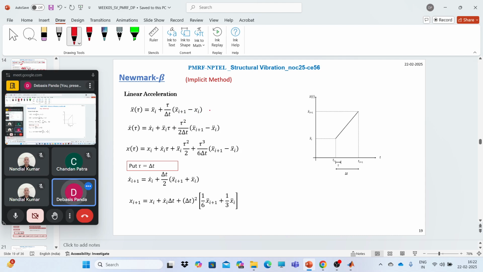Now from here, if I want to get the velocity, just integrate it. I will get the velocity, and if I integrate it again, I will get the displacement.